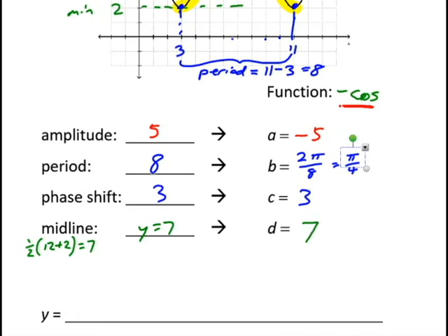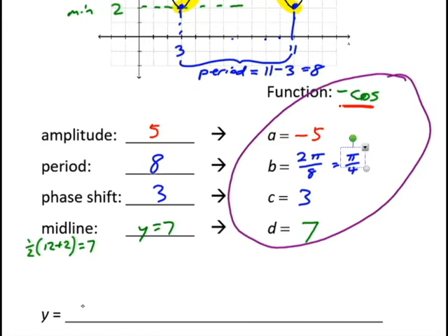Now we have all the parameters we need. We put it together using all this information. And we're done.